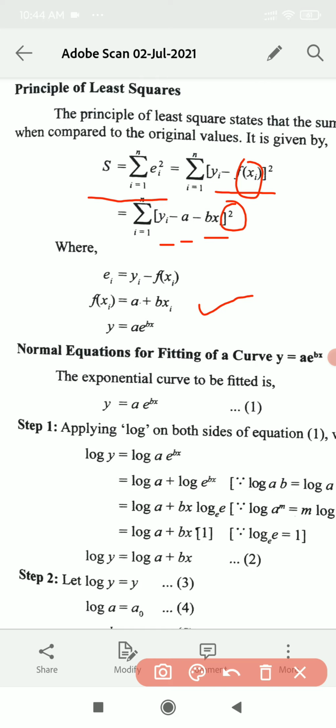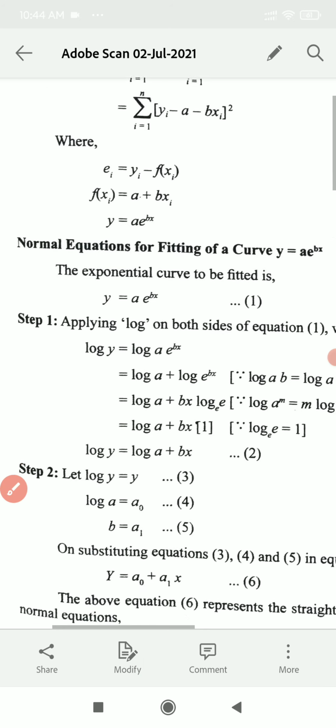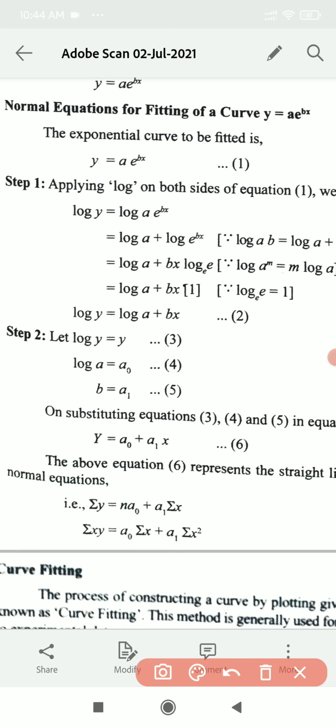So now we are going to discuss the least square procedure to fit the exponential curve. The exponential curve to be fitted is y equal to a e power bx. Sometimes in the exam they will give y equal to a e power bx directly, or else they will ask you to describe the least square procedure to fit the exponential curve. So in short, just remember this point.